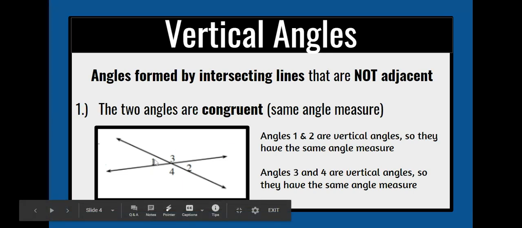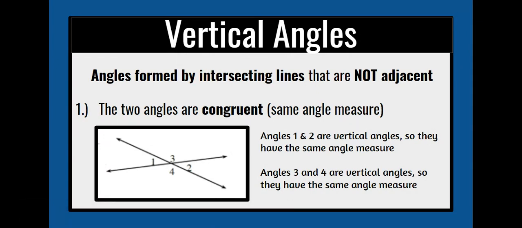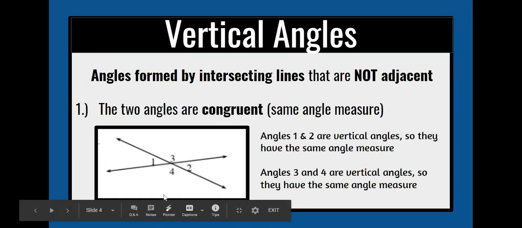So if I knew in this drawing that angle 1 was, let's say, 30 degrees, that also tells me that angle 2 is 30 degrees. And then given what we're going to learn about supplementary angles, we can also figure out angles 3 and 4. And angles 3 and 4 are also vertical angles. And so they will have the same angle measure as well.